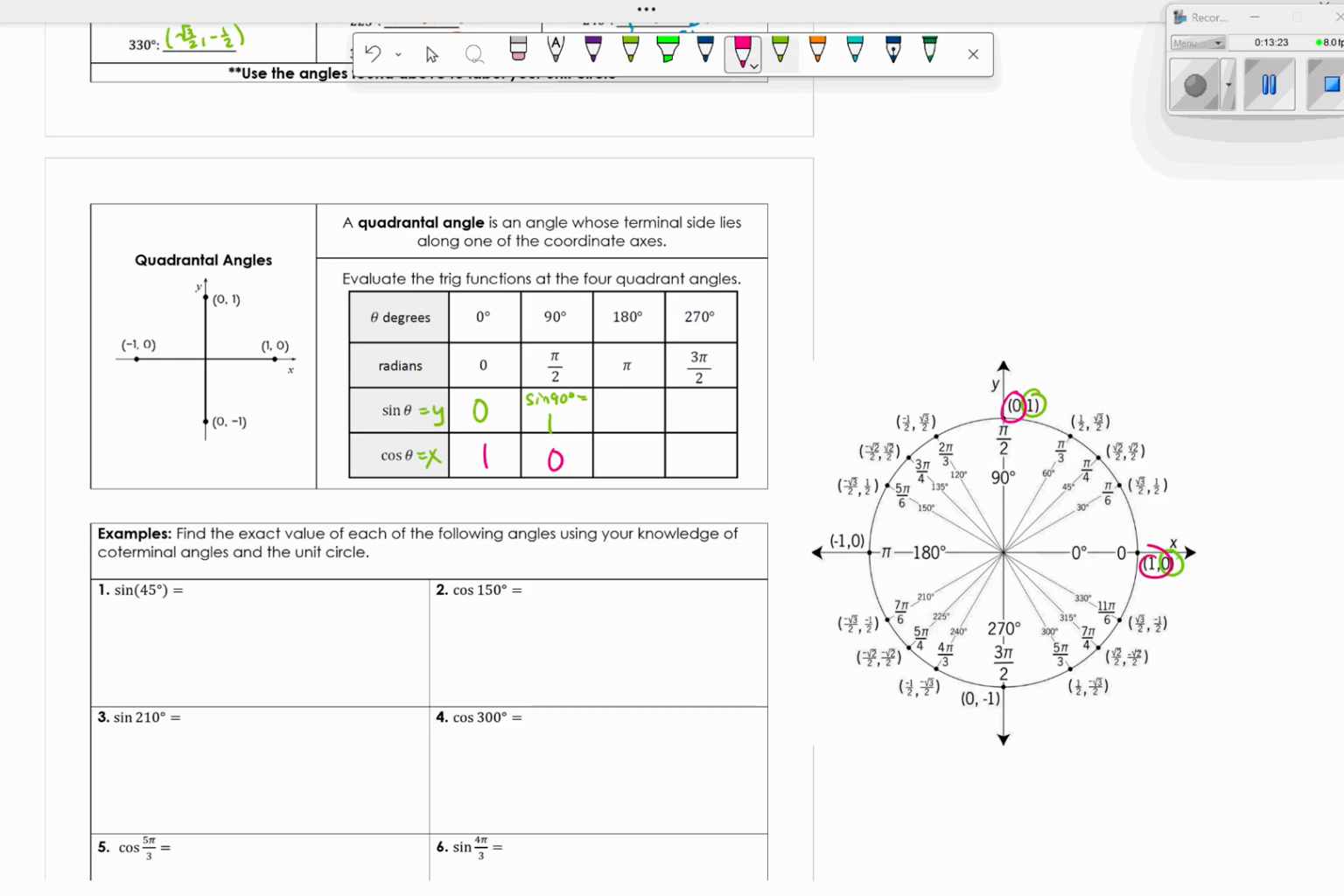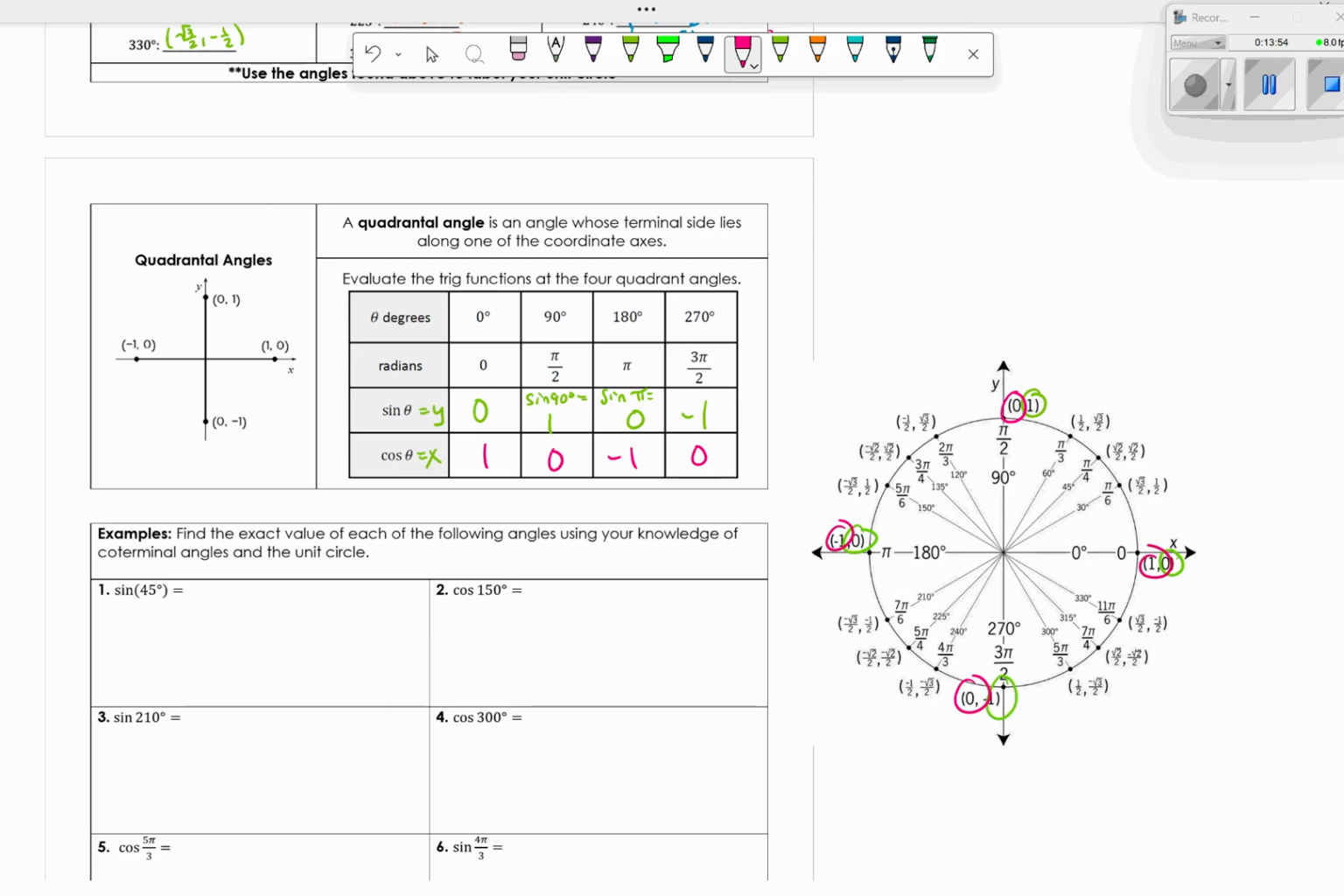So at 180 or pi, the sine of 180 degrees, or pi, would be the y coordinate, so that's 0. And then the cosine would be the x coordinate, negative 1. So the cosine of pi, or 180, is negative 1. So at 270, 3 pi over 2, the sine is negative 1. And the cosine is 0. And so that's how we get those values, by using this unit circle.